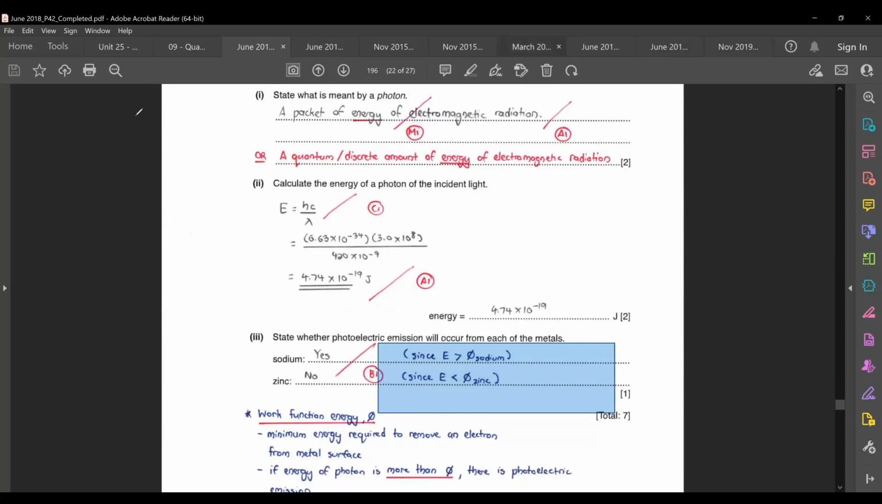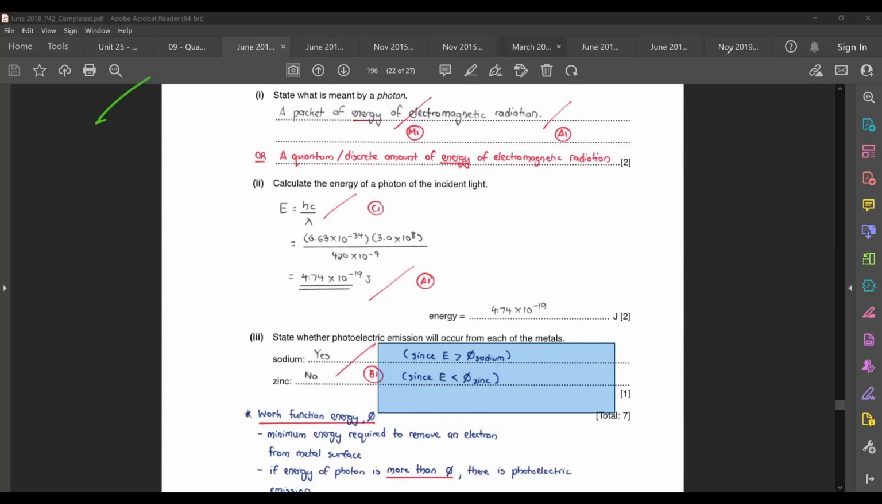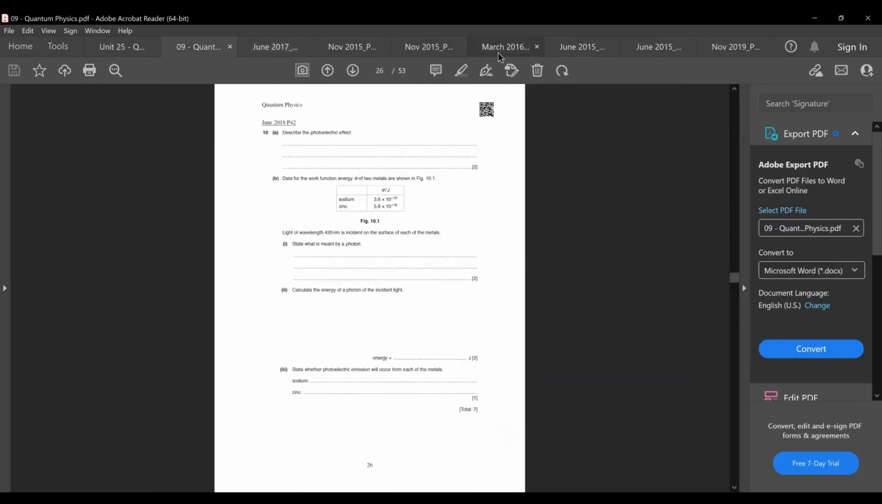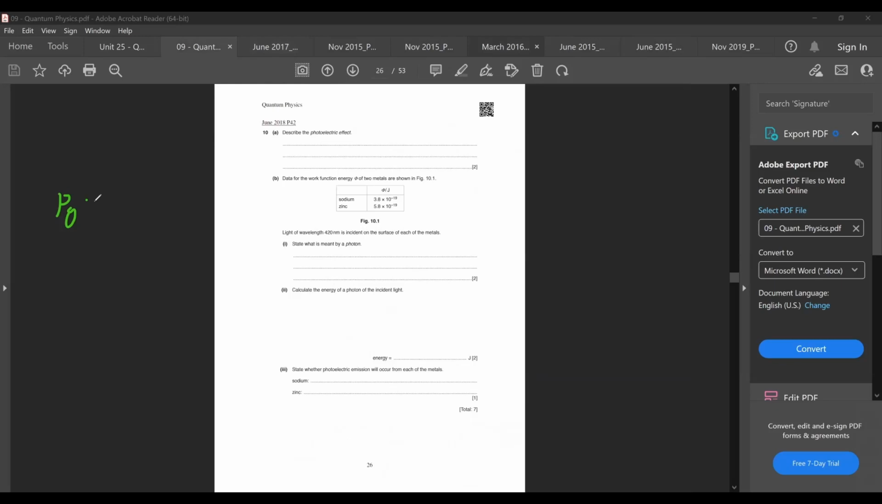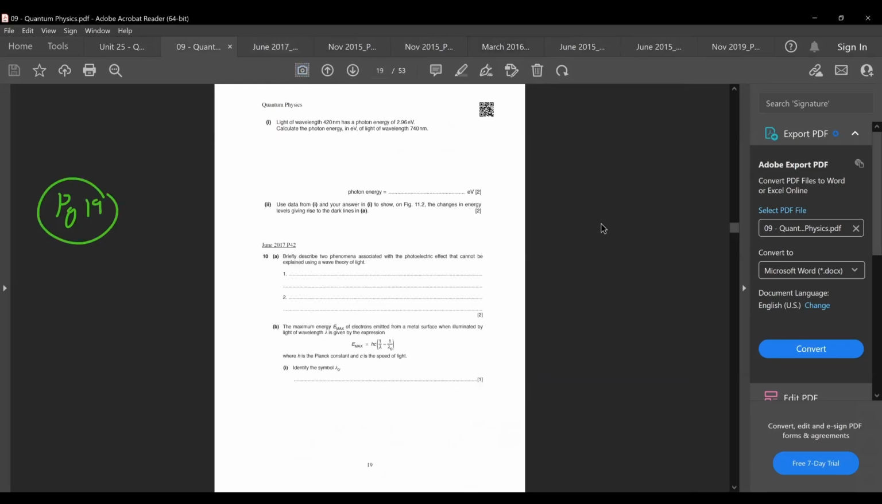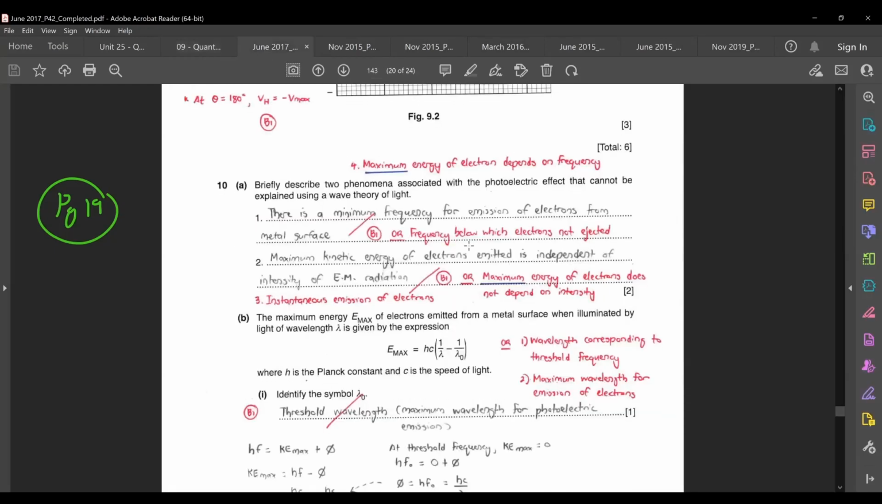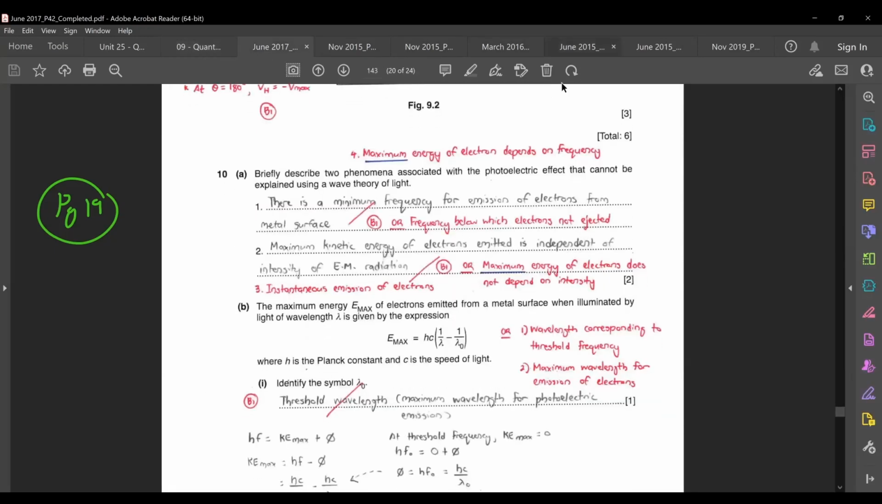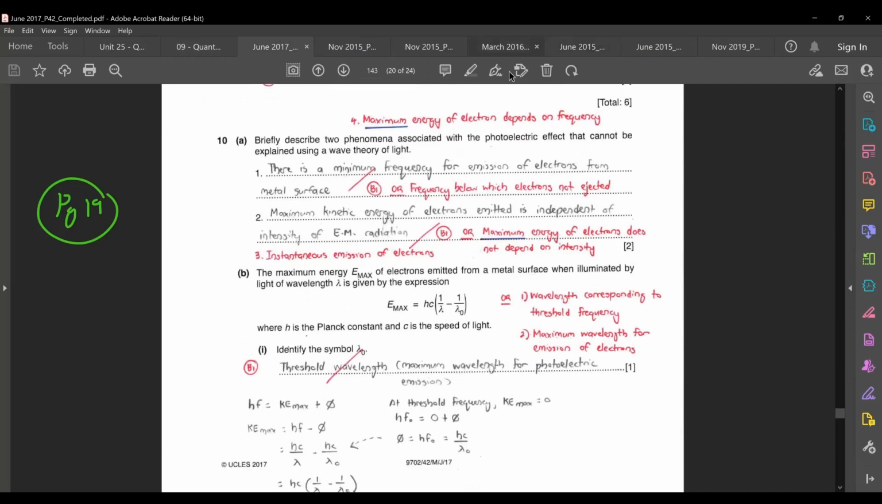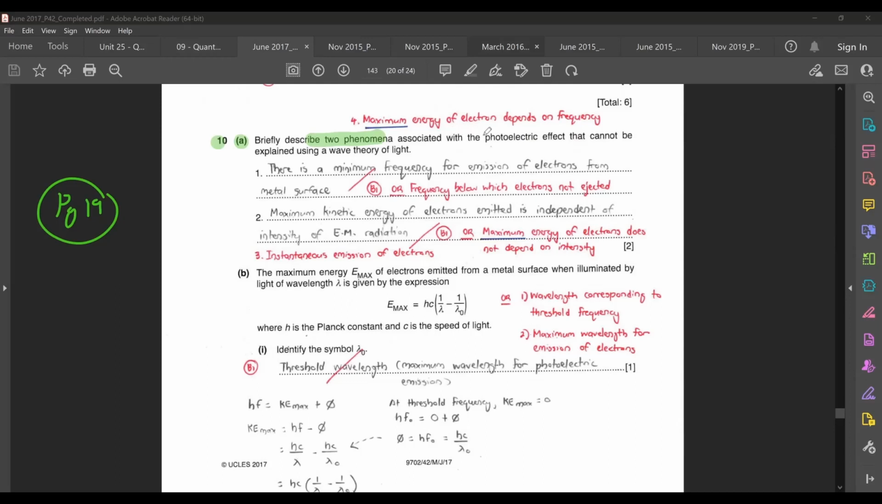Right, so let me clear this off. The next question that you can have a look at is on page 19. Page 19, this one is June 17 P42. Briefly describe two phenomena associated with photoelectric effect that cannot be explained using wave theory of light.